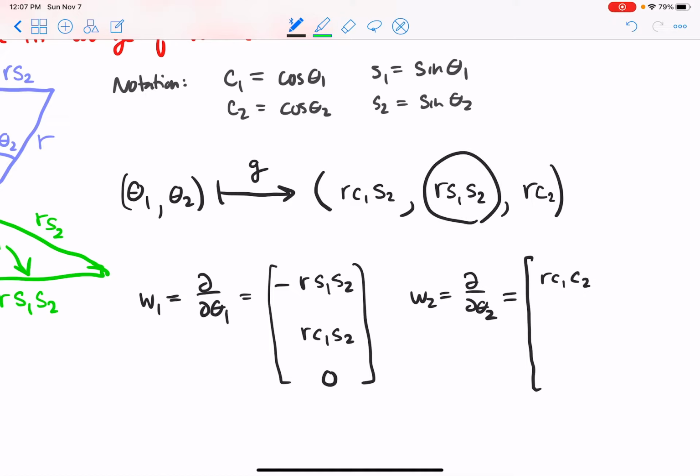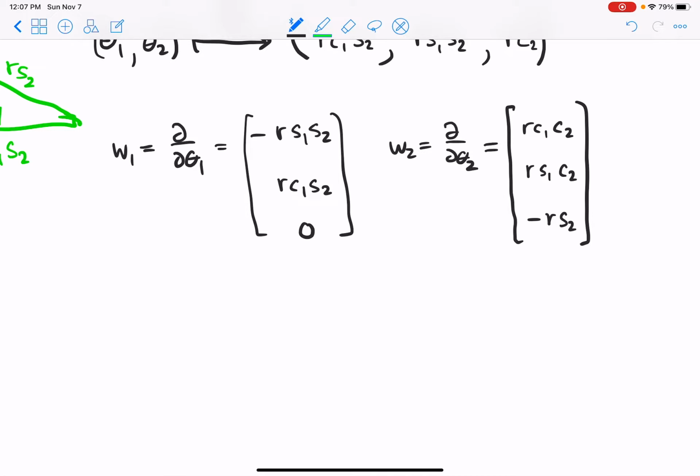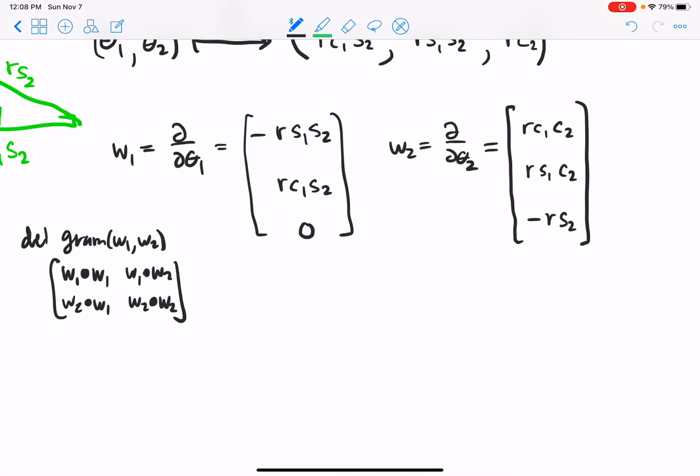Partial theta 2, the sine becomes a cosine. Partial theta 2, the cosine becomes a minus sine. Okay, great. So now I just need the Gram matrix, which means I need to do W1·W1, W1·W2, W2·W1, W2·W2. This is the Gram matrix of W1, W2. And then I'll take its determinant, and then I'll take its square root.